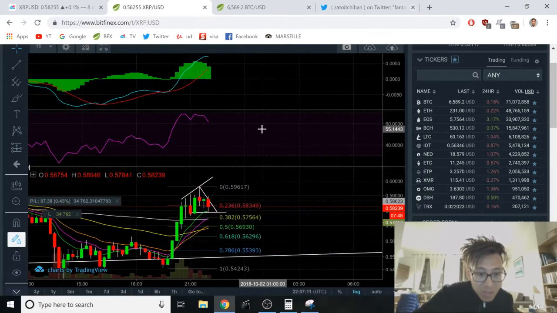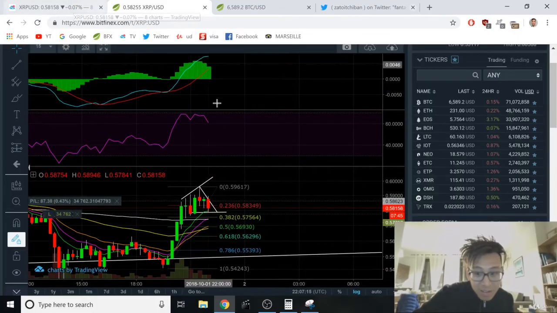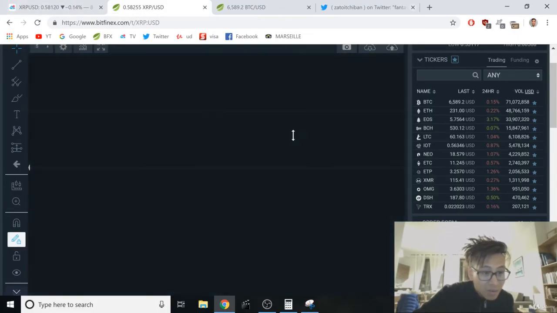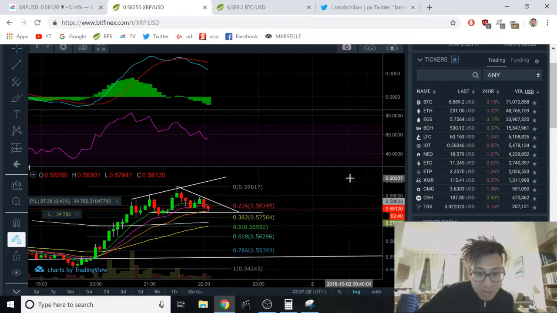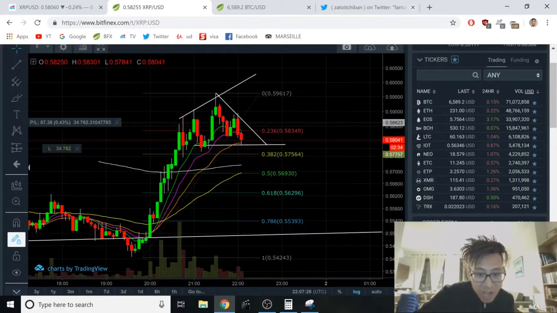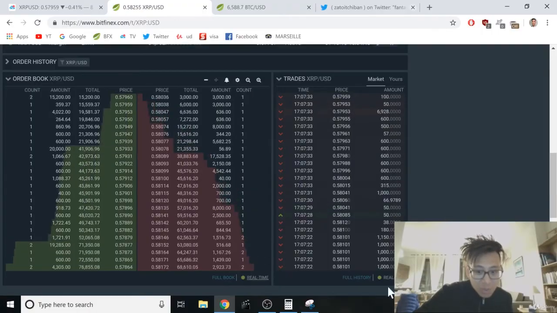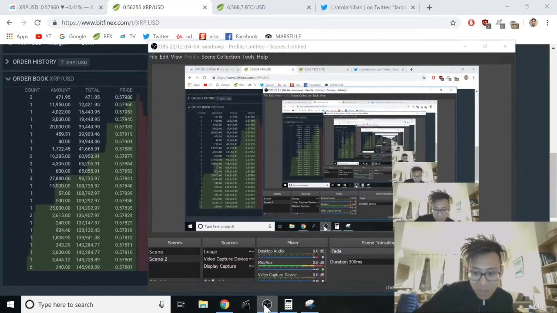See this right here? On the 15 minutes, there's a double top right there. There you go. It's gonna come down right now. Yeah, it's really coming down. Take a look at this. The momentum is really shifting down right now. I'm gonna close this very soon. Watch. I'm gonna close it, guys, very, very soon.